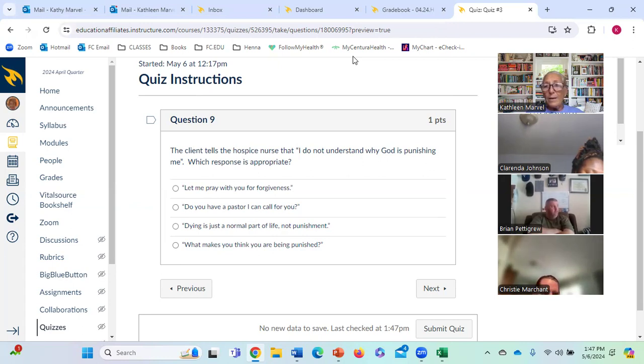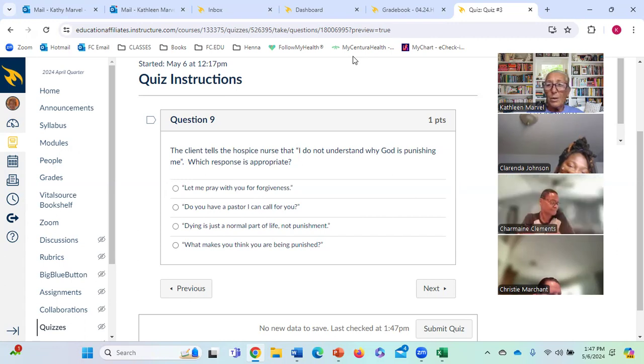So the reason why B is the right answer, I can see why people would select D, but not for this particular situation. We certainly wouldn't say A, because then we're agreeing with them that they're being punished. We would never pray for forgiveness. Do you have a pastor I can call for you? That's the most appropriate, right?